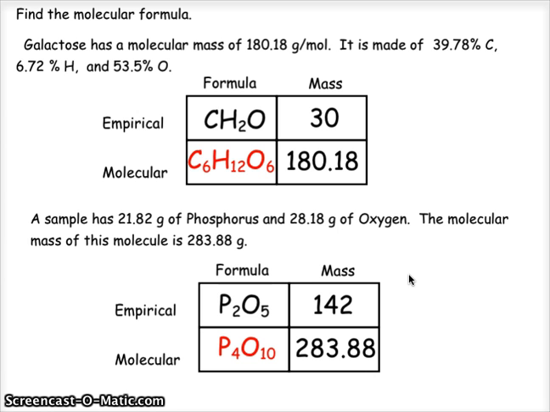So this is the basic format you can use to convert empirical formula to molecular formula in chemistry. So keep working on chemistry because it's all that matters.